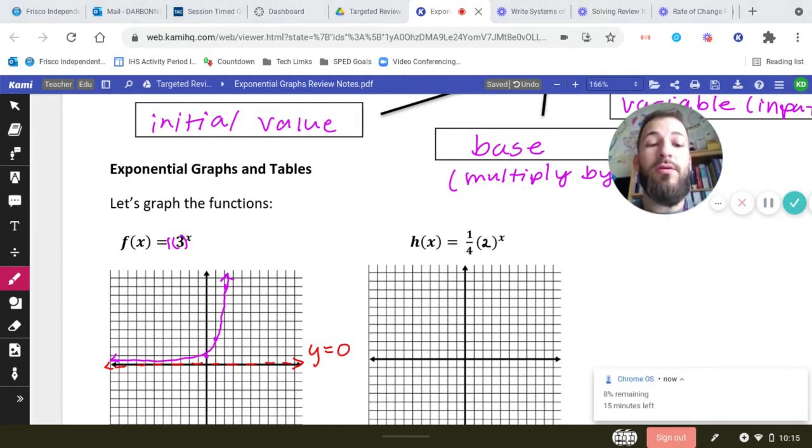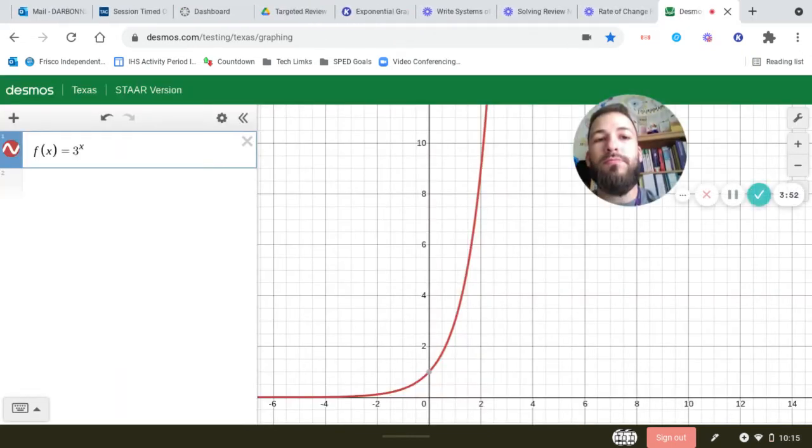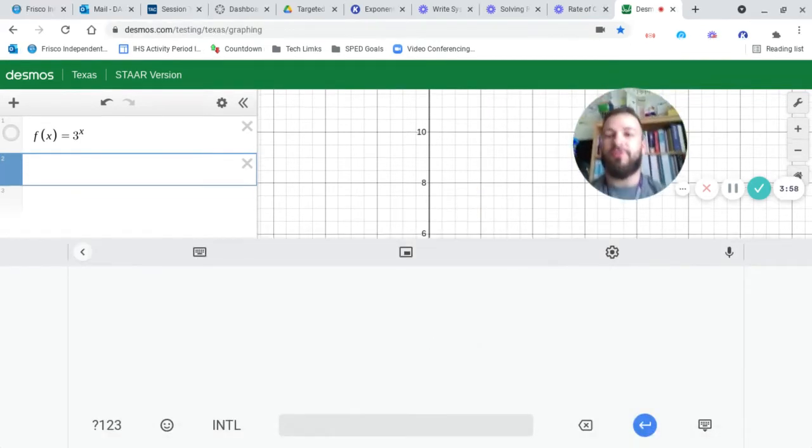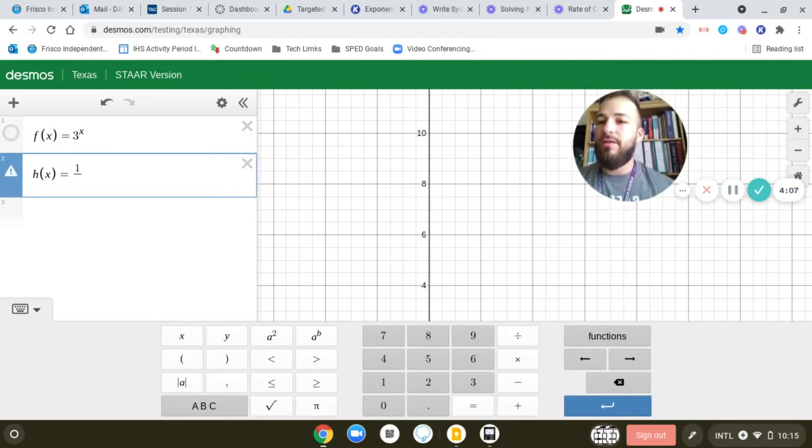Okay, so let's look at h of x. H of x is equal to 1/4 times 2 raised to the power of x. I'm going to turn f of x equals 3 to the x off. So we get h of x equals, and remember, to get a fraction you just type your first number, 1, then a division sign, and that gives you your fraction. Then I'm going to put parentheses to make sure I multiply it correctly. I want 2, close my parentheses, and then of course I want the exponent, so I'm going to click a to the b. That gives me my exponent, and that is where I will put my x.